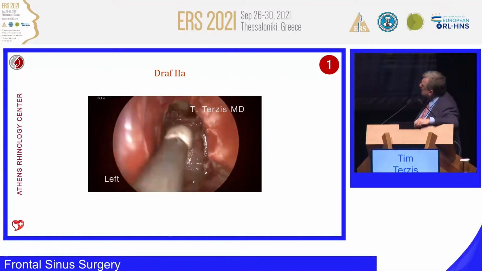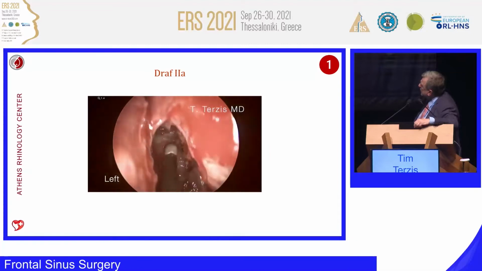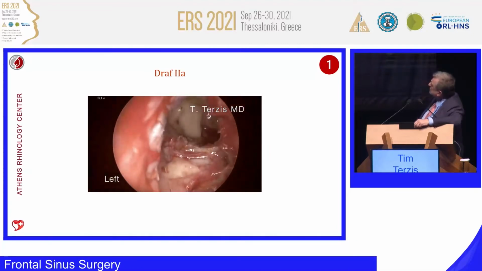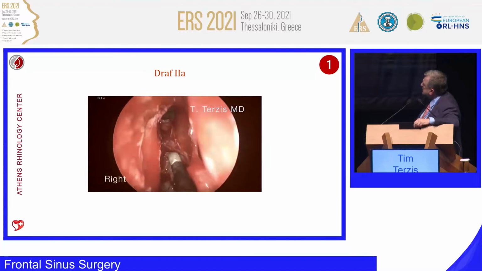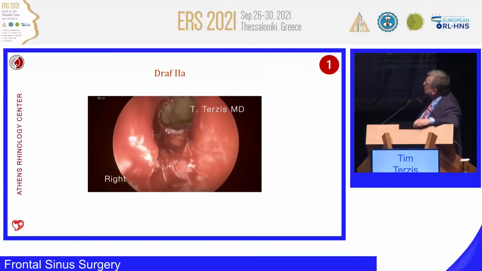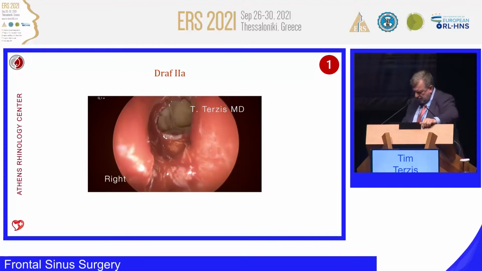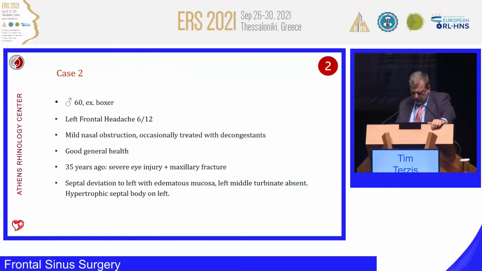This is the left side, the end of the operation, obviously. This is the left side, and you see wide opening into the frontal sinus. And this is the right side. Also, you can see a wide opening into the sinus. So we move to the second case.